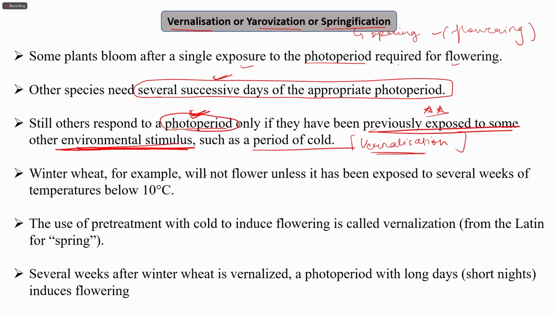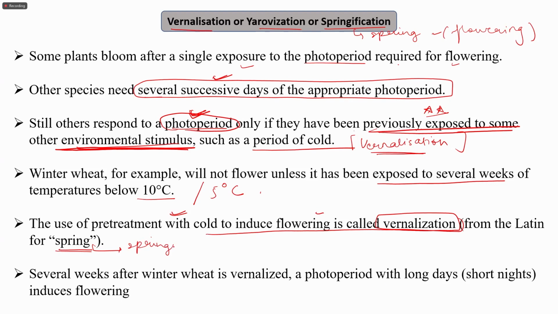For example, winter wheat will not flower unless it has been exposed to several weeks of temperature below 10 degrees centigrade. In certain books 5 degrees has been mentioned, but the point to remember here is that several weeks of lower temperature is required for flowering. The use of pre-treatment with cold to induce flowering is called vernalization, derived from the Latin word for spring. Therefore, it is also known as springification.